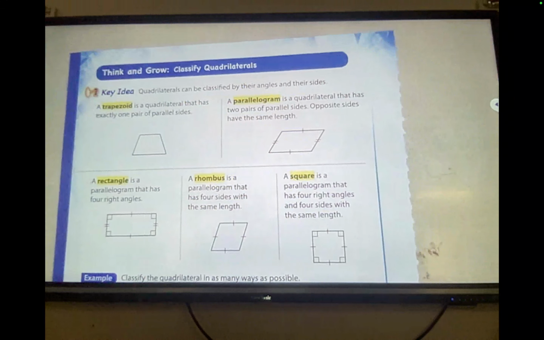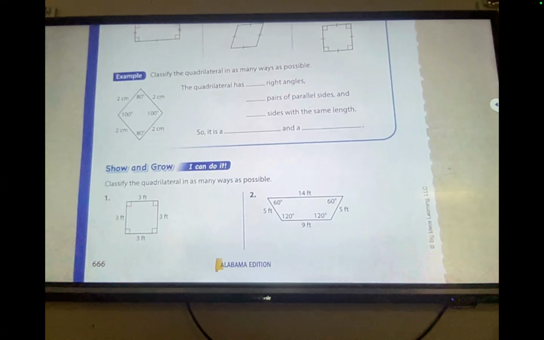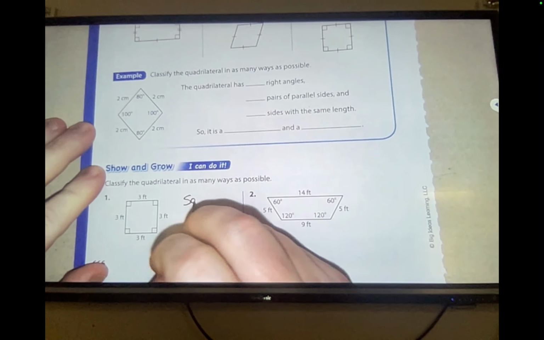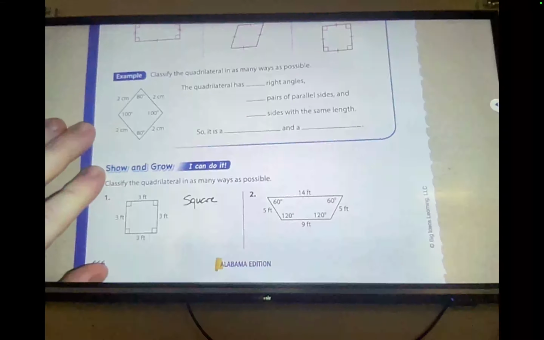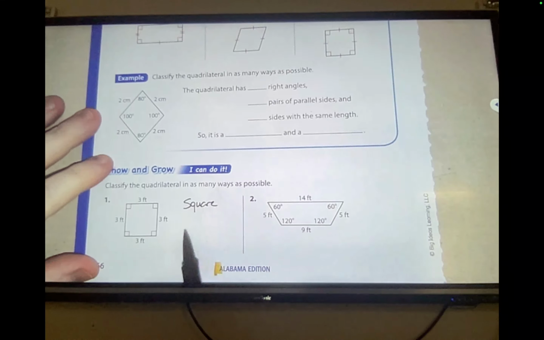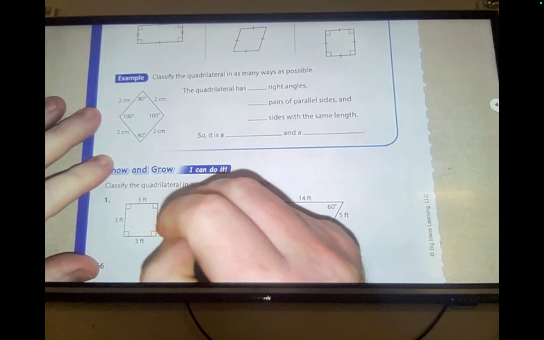So if we're looking at this page, you see everything that we just wrote down, basically. But also, let's look at the bottom of this, and it says, classify the quadrilaterals in as many ways as possible. So when we look at number 1, you go, okay, that's a square. Okay, so you immediately write down square. That's a good third grade answer. But we can say that this is more than a square. We also can say that the square is a parallelogram.